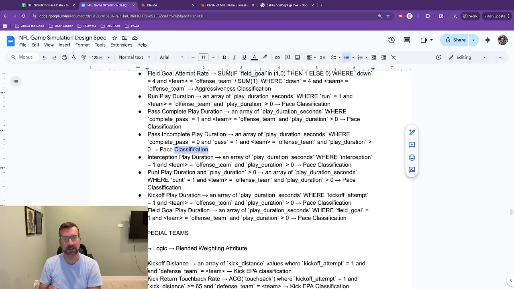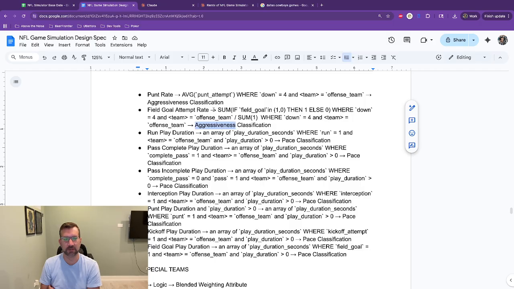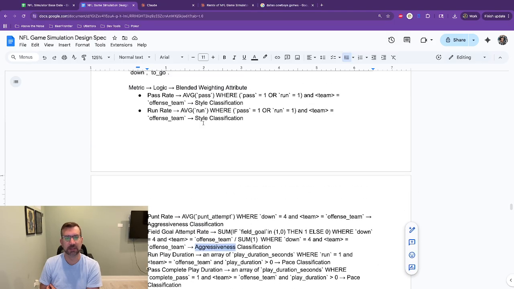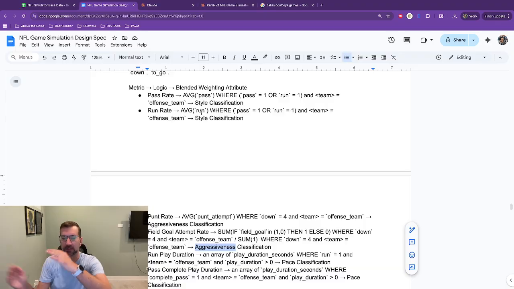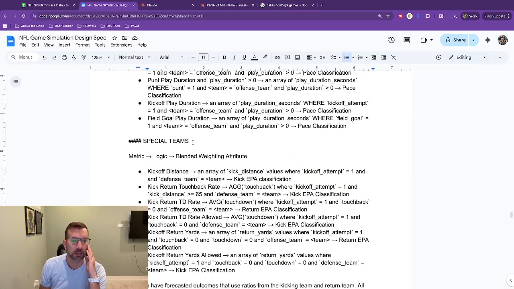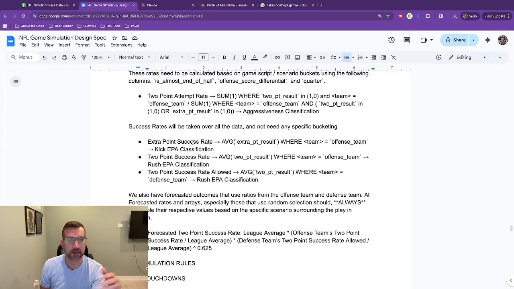This is where we're looking at pace classification. We're looking at aggressiveness. We're looking at style. So we're taking all of those player cohorts and saying, if we don't have enough data, let's fall back to similar teams, and let's fall back to similar teams based on the right attributes. Special teams, yada, yada, yada, going for two.